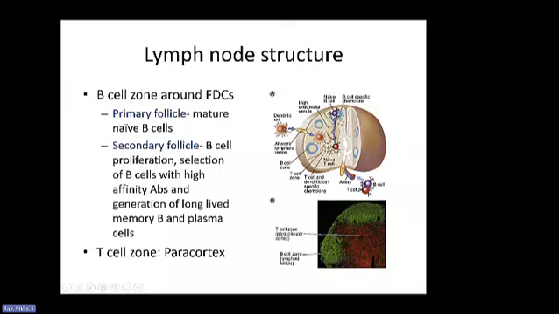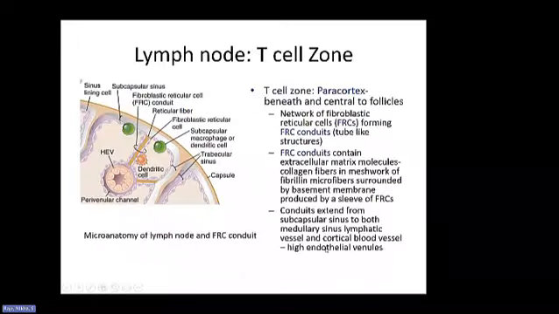So a germinal center is created, and that's where they give rise to high affinity antibodies. They produce plasma cells or memory B cells, and those can get out of the circuit from the lymph node and go back to the bone marrow, where the plasma cells can reside and produce antibodies. Now let's talk about the paracortex.